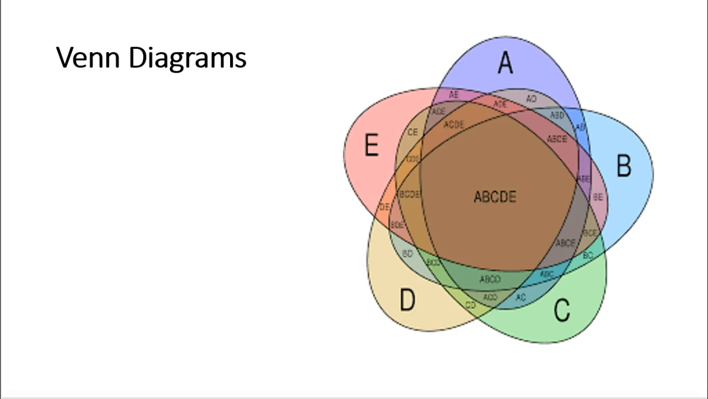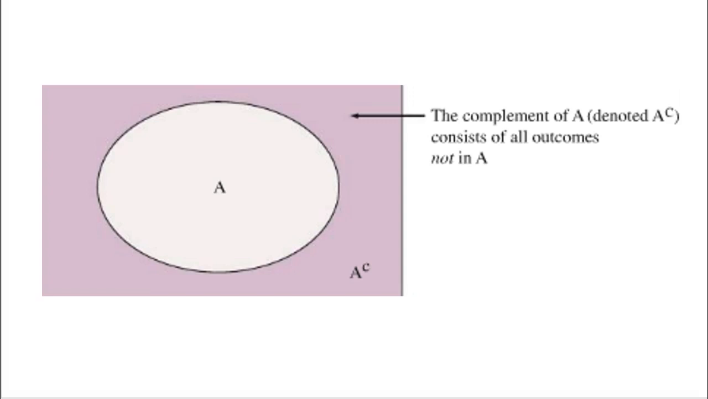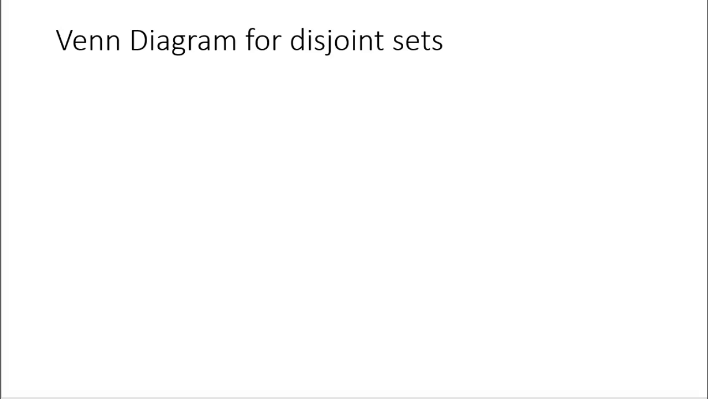The complement of event A, denoted A superscript C, consists of all outcomes in the sample space that are not in A. Since the probabilities of A and A complement add to 1, we have the following. The probability of A complement equals 1 minus the probability of A. In a picture, here's what we're saying. If the box represents the entire sample space and the oval represents A, then A complement must be all of the things outside of A.